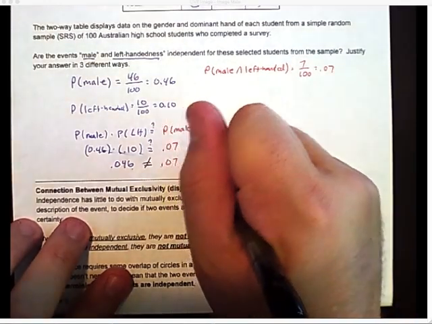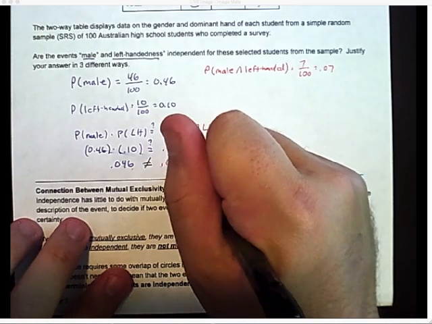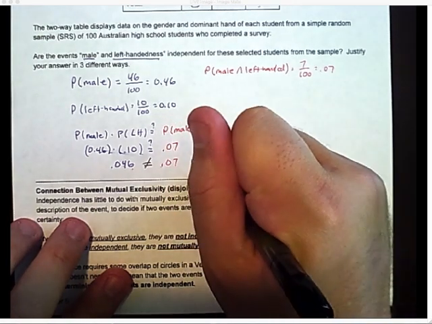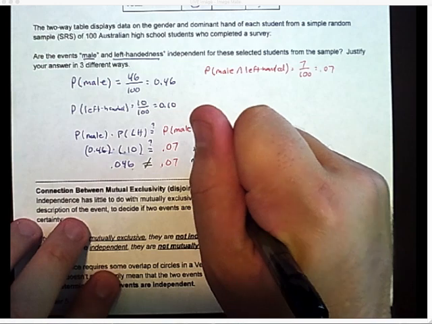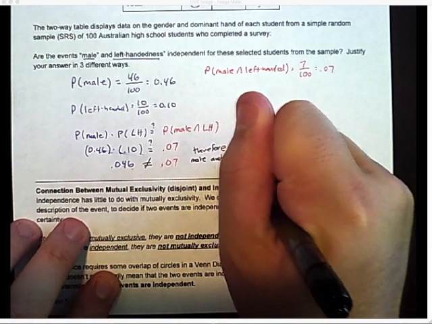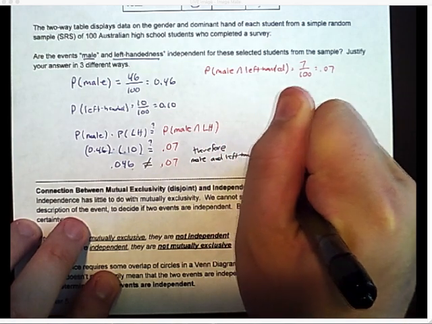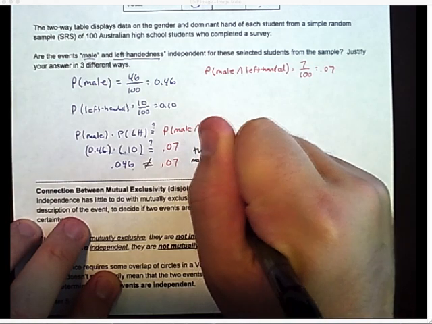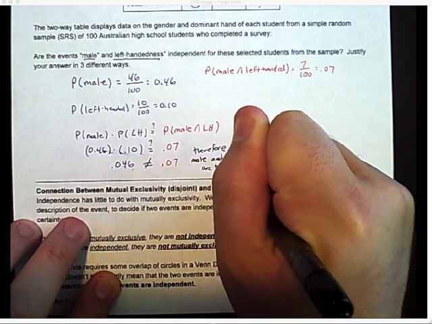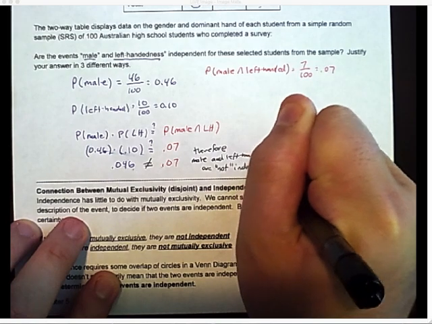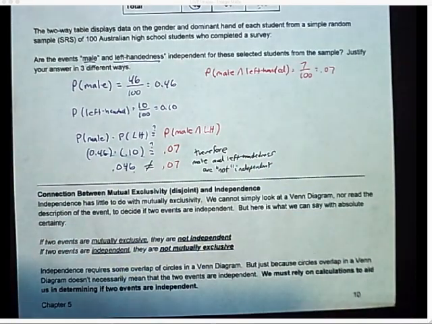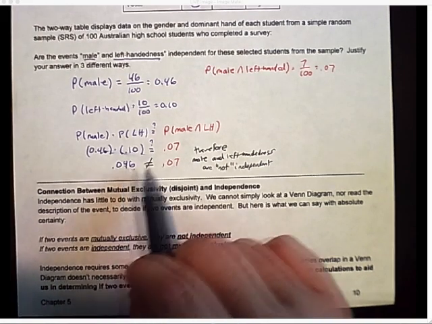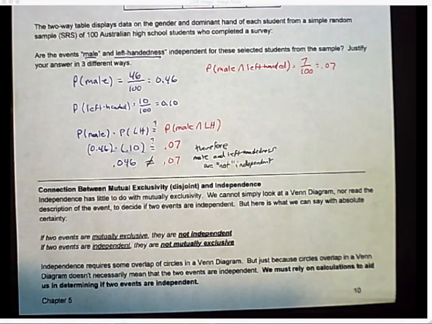Therefore, male and left-handedness are not independent. So they affect each other. The dominant hand and gender affect each other. They're not independent, because these two did not equal each other. If they did equal each other, then we would consider them independent.